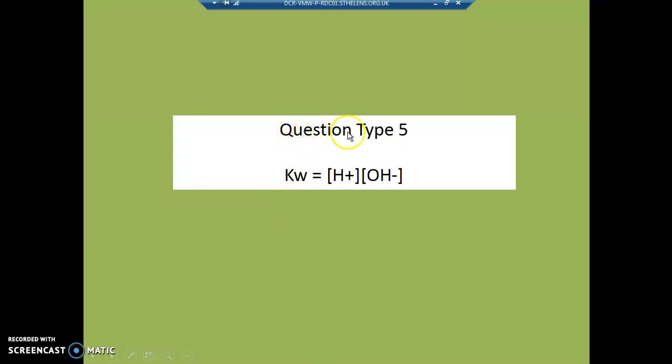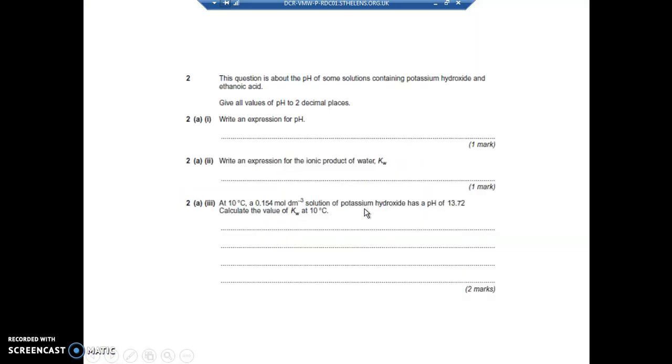Let's look at the next type of question, question type 5. The equilibrium constant for water, sometimes called the ionic product of water, is the concentration of H plus ions multiplied by the concentration of OH minus ions. So H plus ions from an acid, OH minus ions from a base. It equals a value that changes with temperature, but at normal room temperature it's 1 times 10 to the minus 14. That value will always be given to you, but you need to learn this equation. This equation will not be given to you.